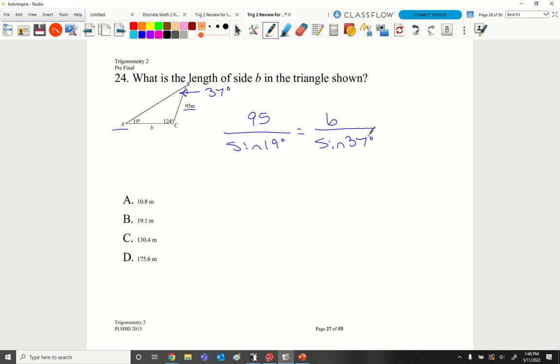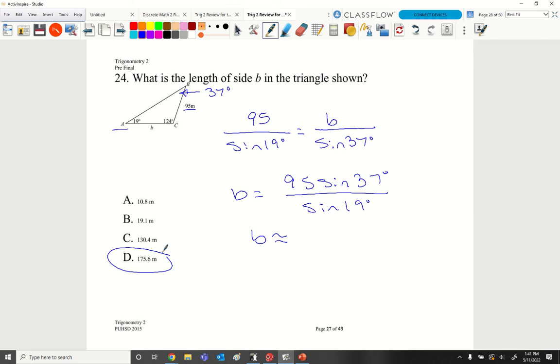All right, I'm going to skip some steps, but I'm going to end up with B. After my cross products, I get B is equal to 95 sine of 37 divided by sine of 19 degrees. So I get B is going to be about 175.6. Good job.